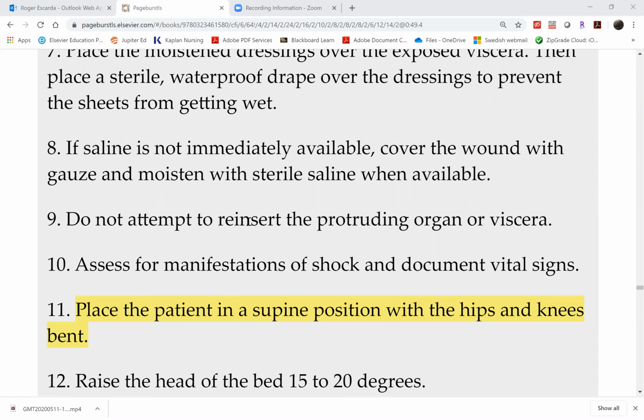Do not attempt to reinsert the organ because you don't know whether or not they become incarcerated. Okay, they might get choked, and then the piece of bowel may lose blood supply, and then it'll turn necrotic. Then we'll have another problem.